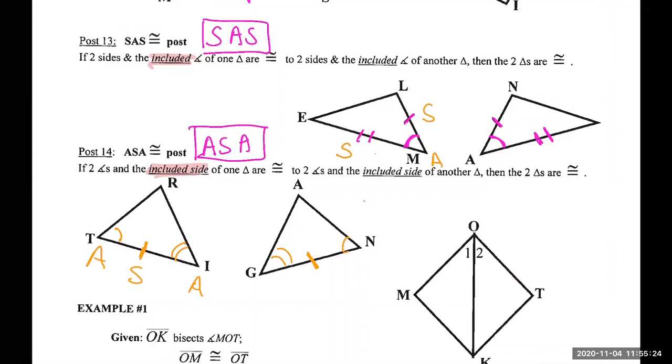Included means in between. So I would describe TI as being in between angle T and angle I. Someone said there's no point in, like RI is not in between these two angles. If I were to read it in consecutive order, I would say this angle, then this side is right next to it, and it's in between this angle and this angle right here.